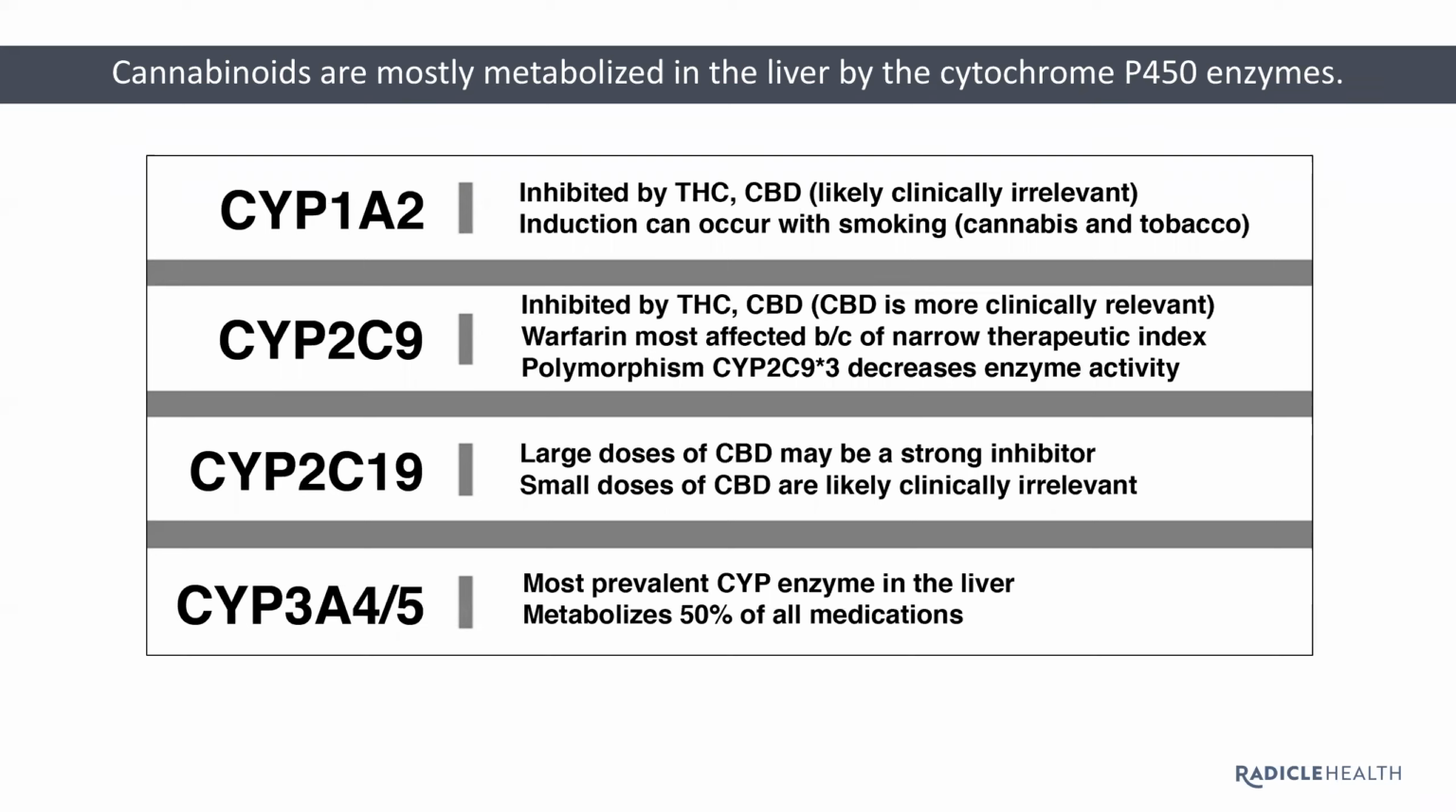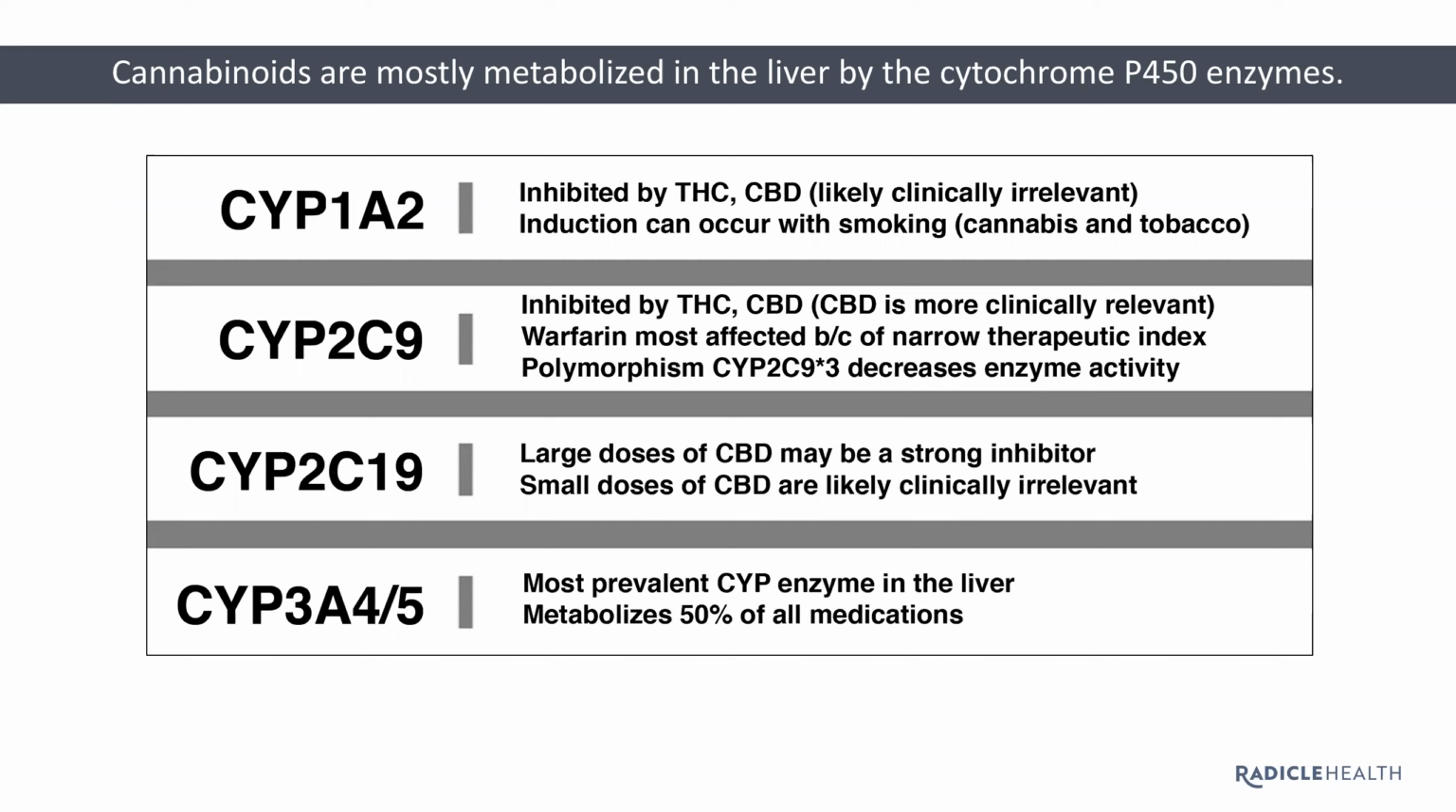We know that 2C9 is inhibited by THC and CBD. We know that CBD is more clinically relevant, and often it's dose dependent. And I'll talk about that in a second. As I mentioned earlier, warfarin is most affected because of its narrow therapeutic index, and this is through smoking and/or ingestion. Often what I see in this particular case with warfarin is that the INR levels are going to fluctuate. So just like anything else with warfarin, consistency is really important.